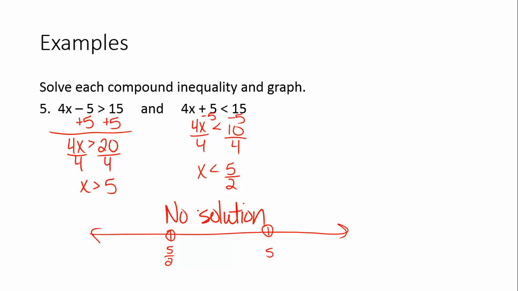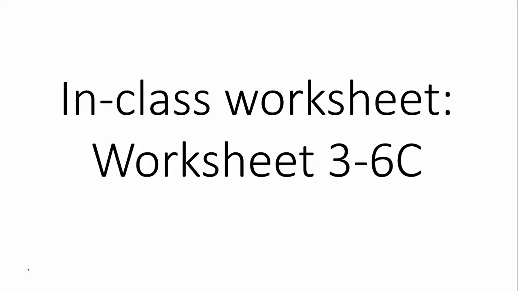Remember, again, with an and inequality, it has to be where they overlap. It has to be true. A number cannot be less than 5 over 2 here and greater than 5 at the same time. So no solution. So we've looked at some special cases and reviewed the and the or inequalities.